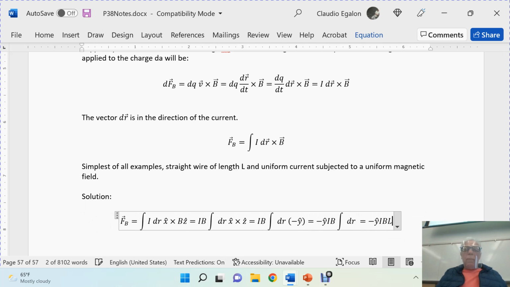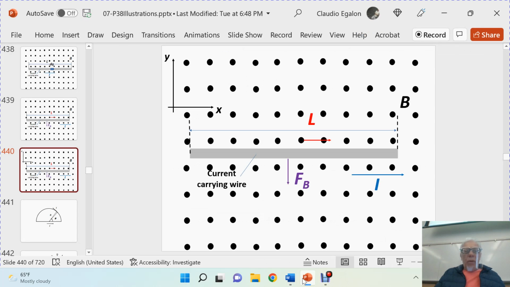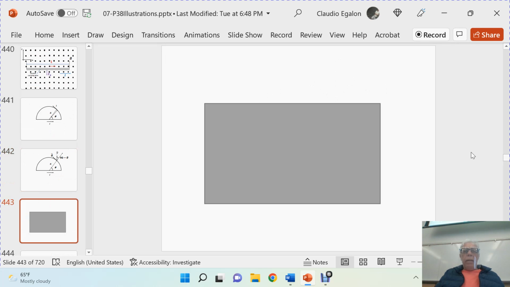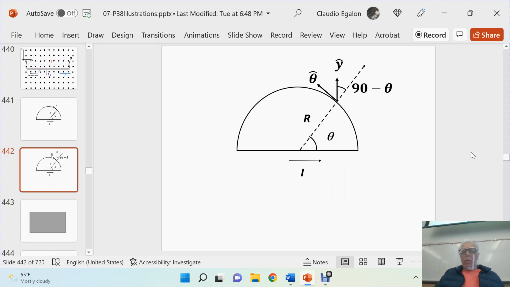And we do have demonstrations of the magnetic force upstairs, okay? We can pass a current through a wire and subject it to a strong magnetic field, and you can see that there is a deflection. We have a demonstration of that up there. That's one example, the simplest of all examples, a straight wire. But then you can get something more difficult, like a semicircle.